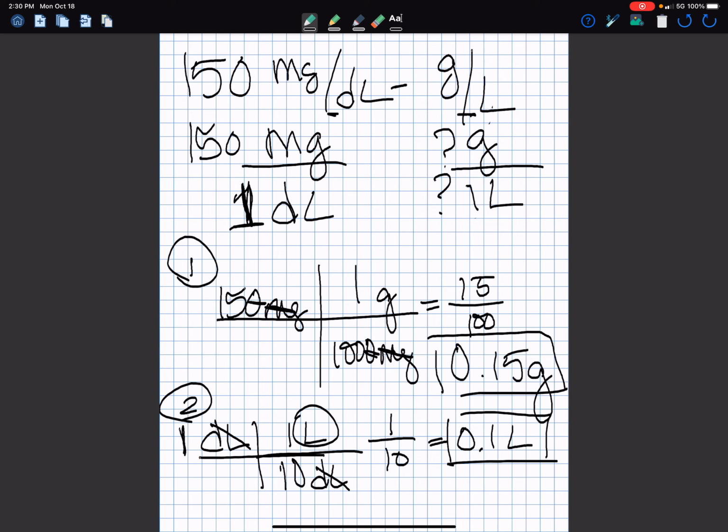So there's actually a third step. And that is dividing 0.15 by 0.1. 0.15 divided by 0.1 gives you 1.5 grams per liter. So 1.5 grams per liter is the same thing as 150 milligrams per deciliter. Yep, I know. Some of you are like, why? Let's do another practice one.